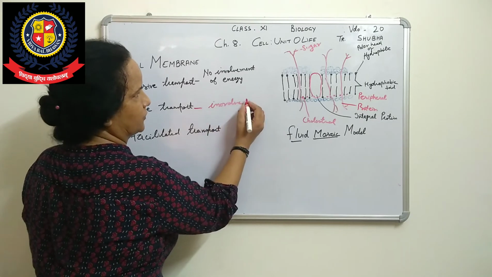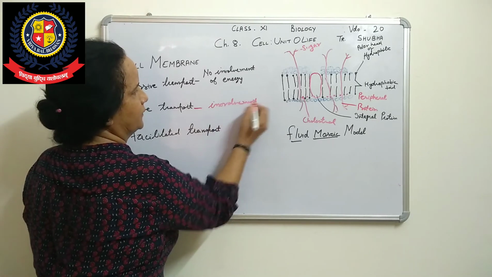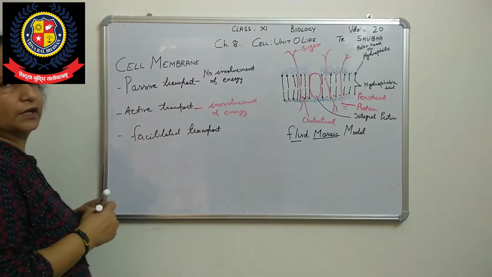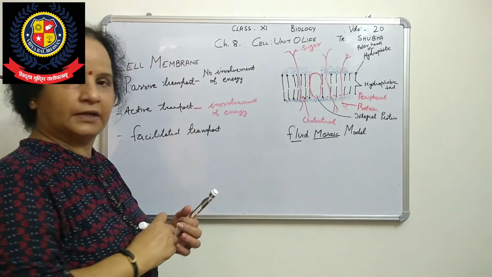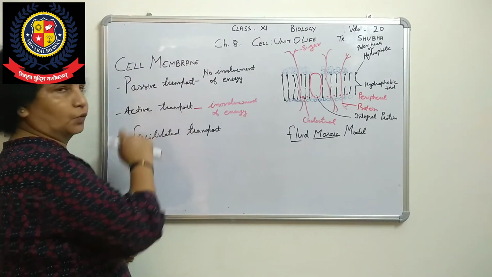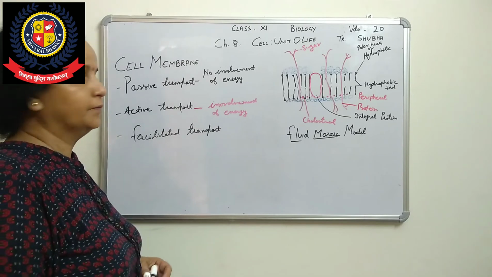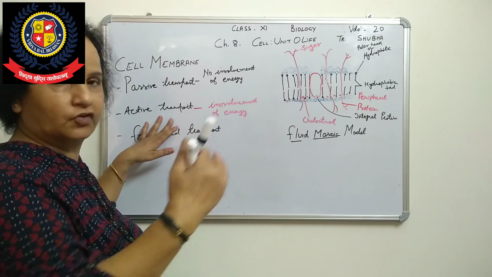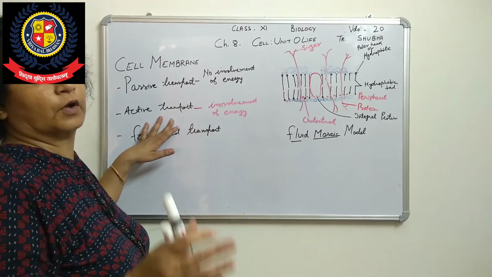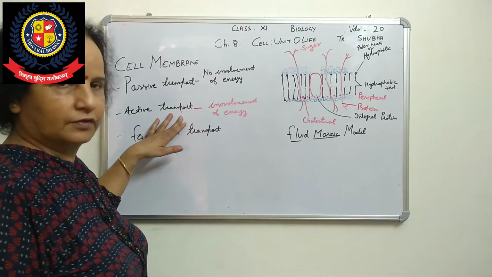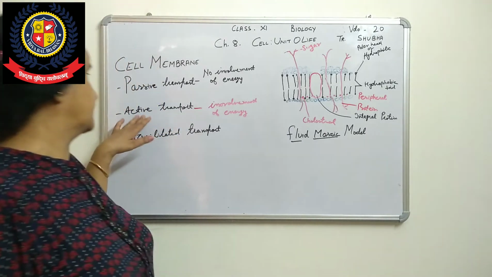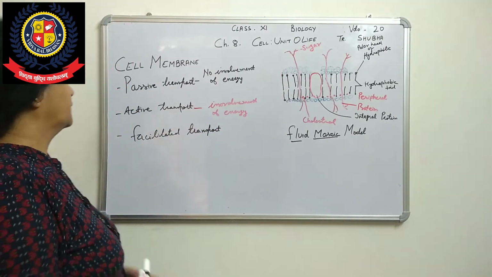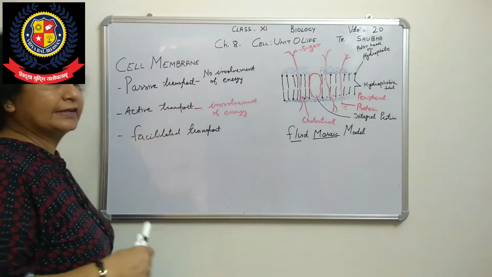Without energy, it is not possible for molecules to cross the wall or the membrane. This is called active transport. You will see further in human physiology where it occurs. When the impulse is moving, sodium and potassium ions move across the cell membrane, and you will see in human physiology where this active transport occurs. Now, the third type: facilitated.